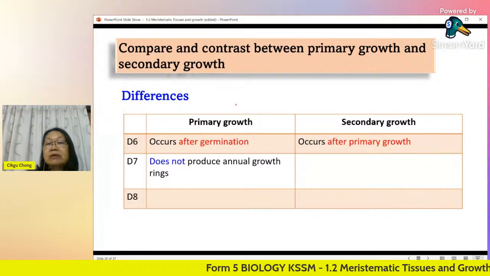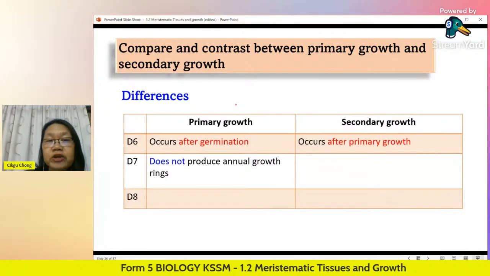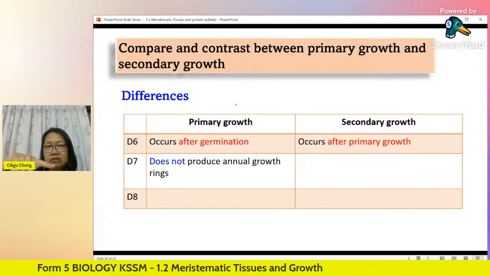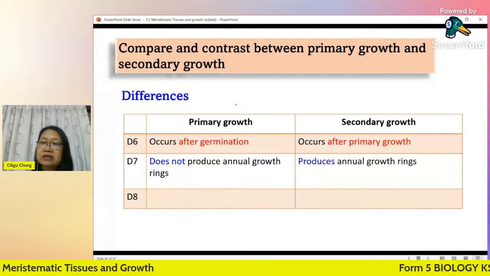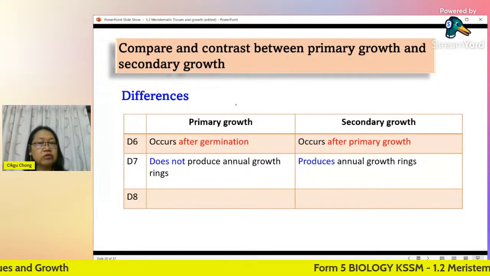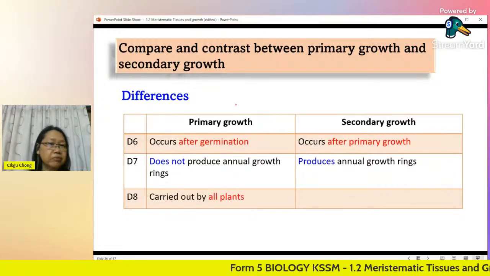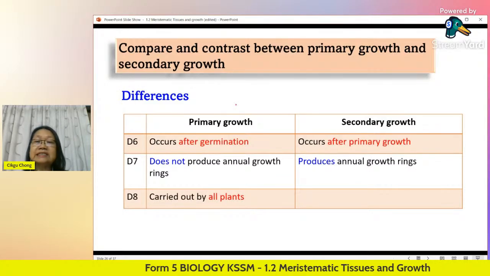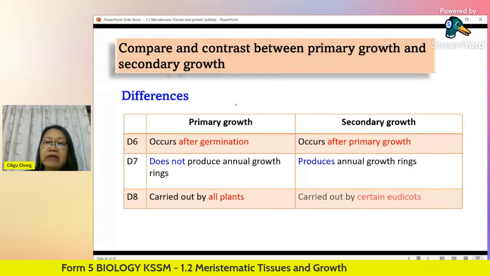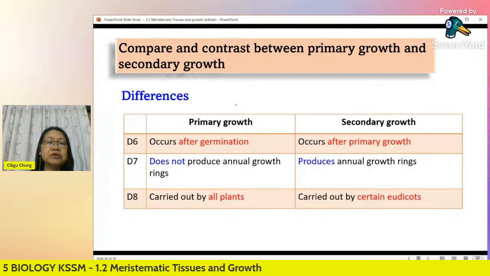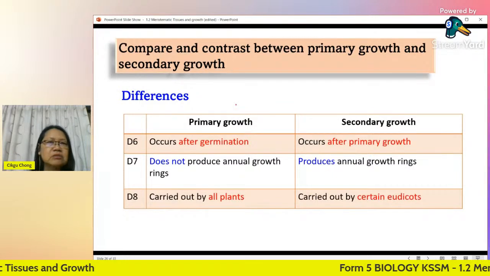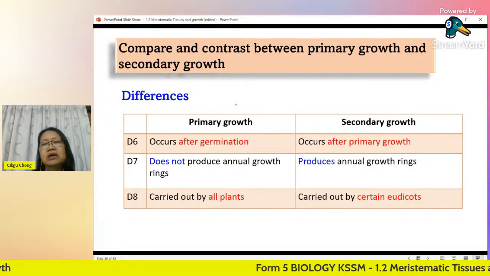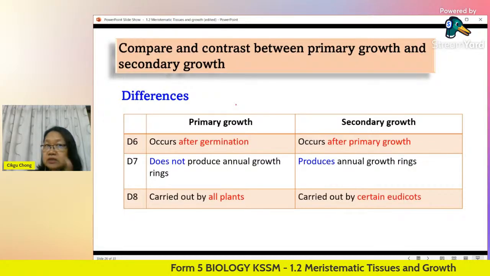Next, primary growth does not produce annual growth rings. We don't have those annual rings, whereas secondary growth produces these annual growth rings. Primary growth is carried out by all plants, whereas secondary growth is only carried out by certain eudicots. That's why I say certain, not all eudicots. Most of them, yes, carry out secondary growth. So these are the differences.